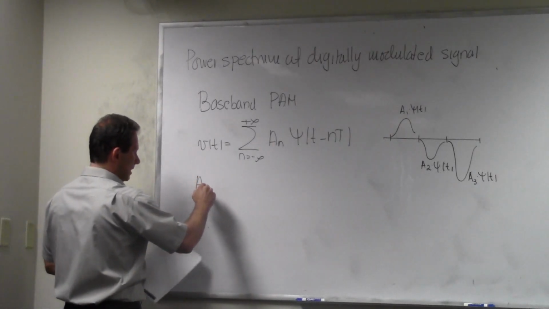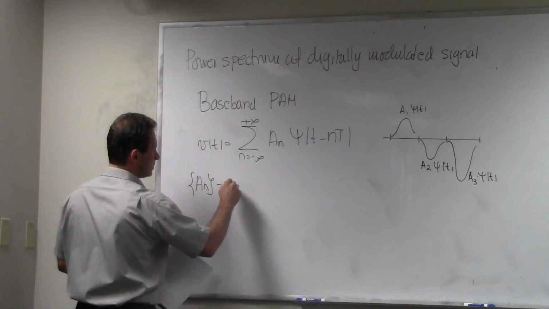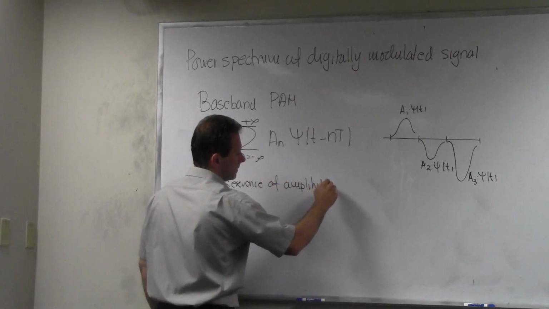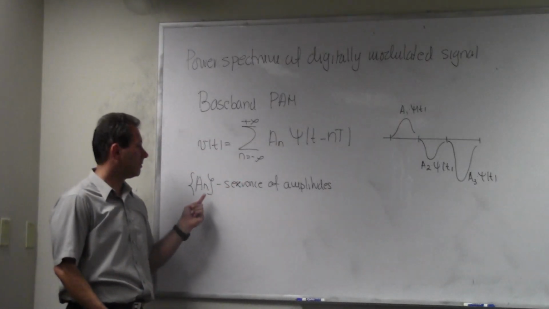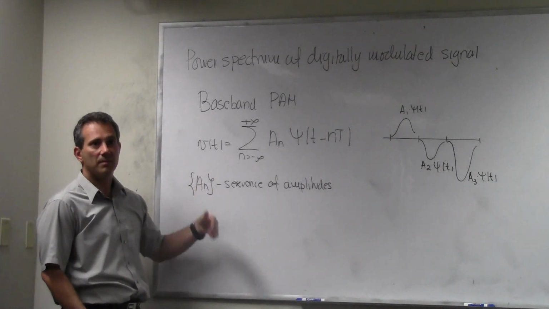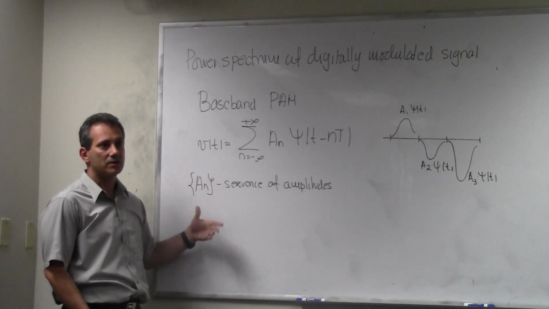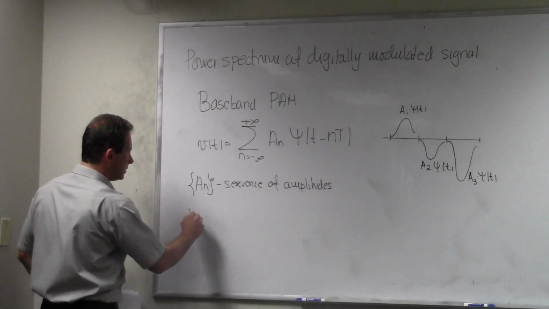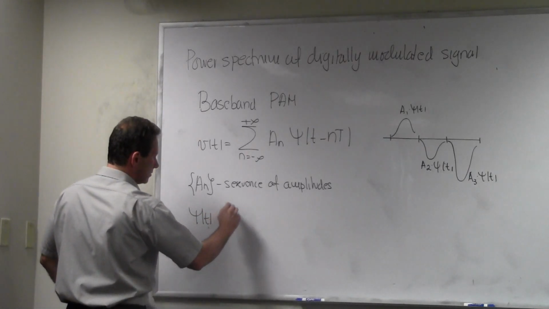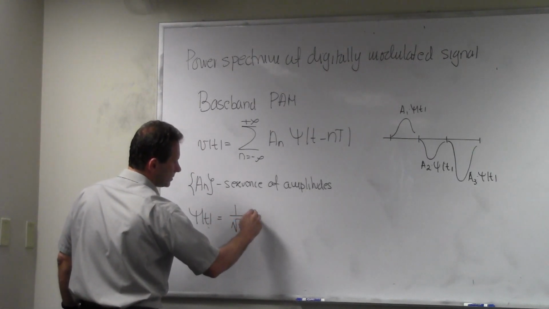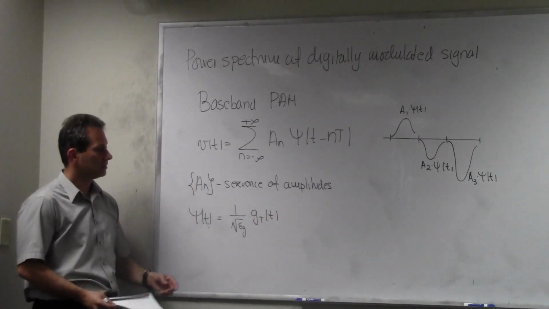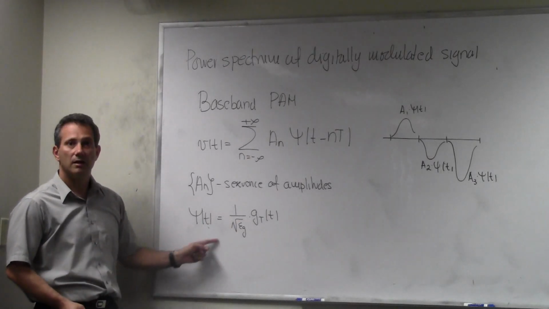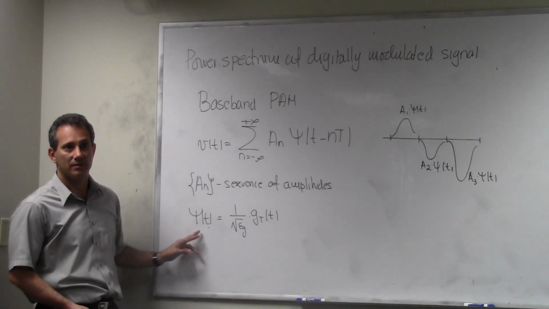What is this a_n? a_n is the sequence of the amplitudes. If this is, let's say, binary PAM, how many of these do I have? Two, just plus A and minus A. In a 4-level, I have minus 3A, minus A, A, and 3A, and so on, right? So I can have a sequence here. This psi(t) is our good old friend the basis signal, which is 1 over the square root of energy times g_T(t). g_T is some pulse that I use for signaling, and I have the square root of energy downstairs because I want to make my basis vector of unit length.